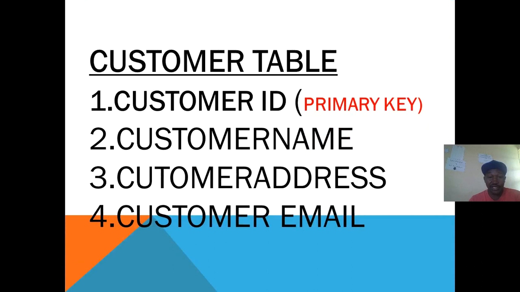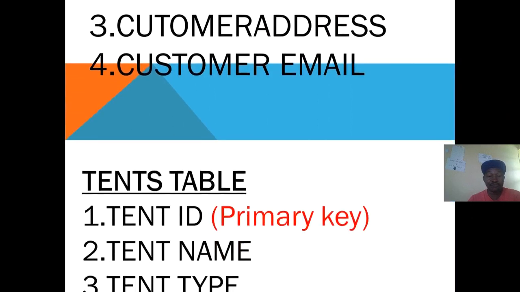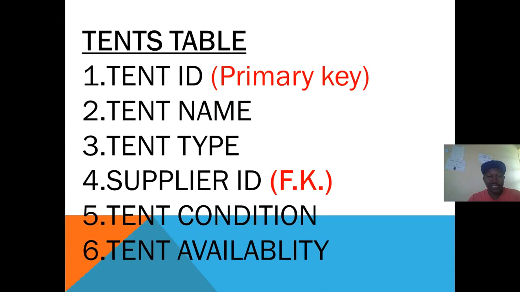So we shall have the customer table, where customer ID is the primary key. We shall have the customer name, customer address, and customer email. We shall have another table called the tents table, where we shall have the tent ID as the primary key, tent name, tent type, supplier ID as the foreign key. Then we shall have the tent condition and tent availability.